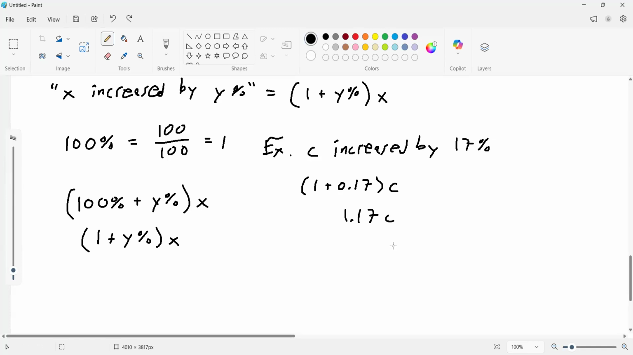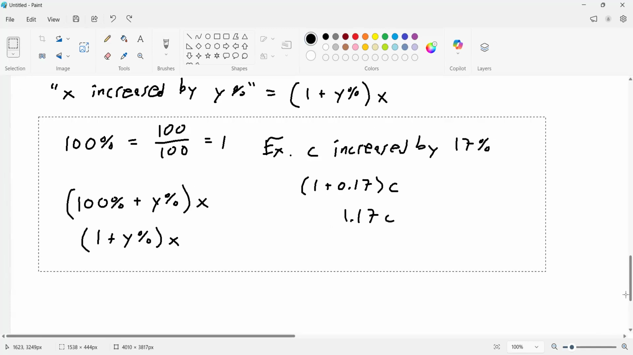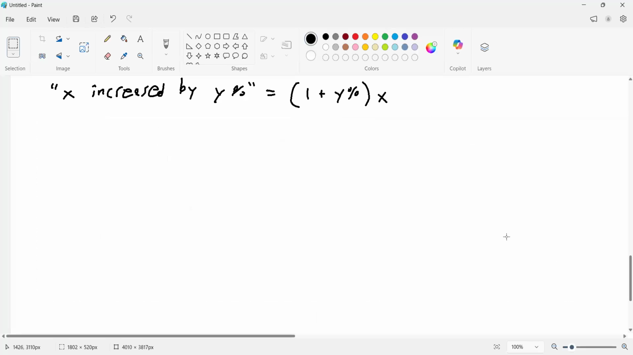So once you get into that rhythm, this becomes really, really easy. Okay. And not only that, but if you can understand the increased side of things, the decreased version of this problem is also just as easy because there's only one small difference. Instead of adding the percent, we're going to subtract it, which is pretty intuitive considering we're decreasing now. So let's do decreased by.